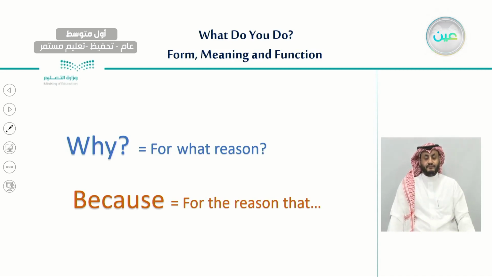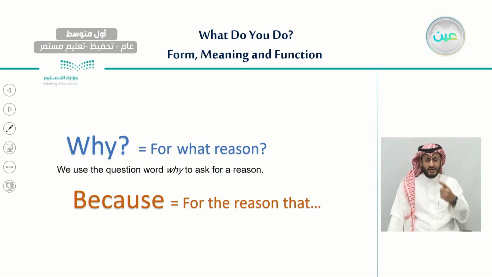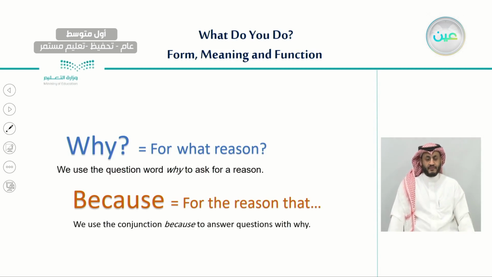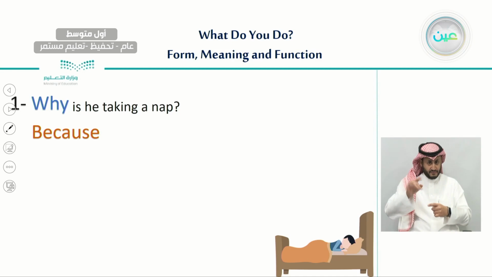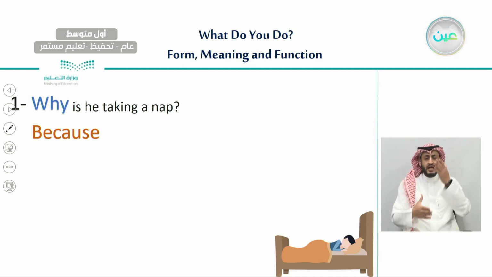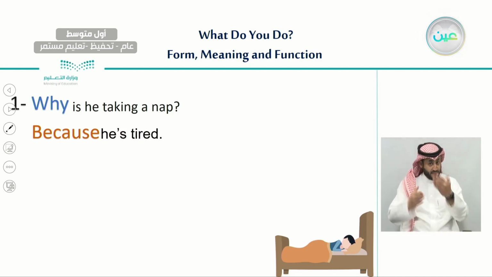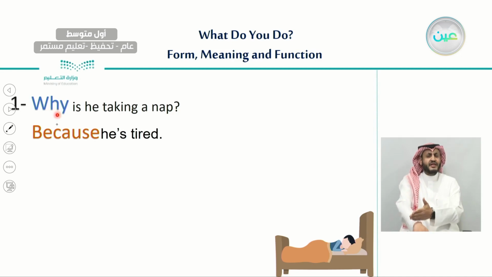Here we're going to see some examples. We use the question word why to ask for a reason, and we use the conjunction because to answer questions that start with why. Let's see an example here. The first question says, why is he taking a nap? Because he is tired. The question started with why and the answer with because.